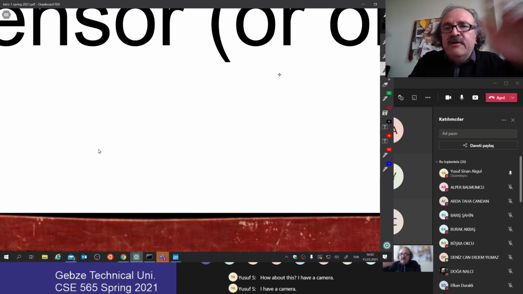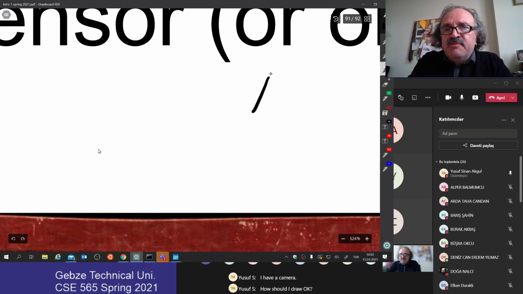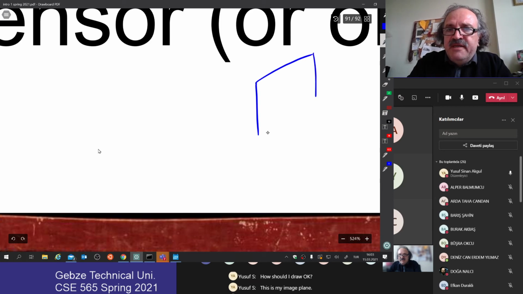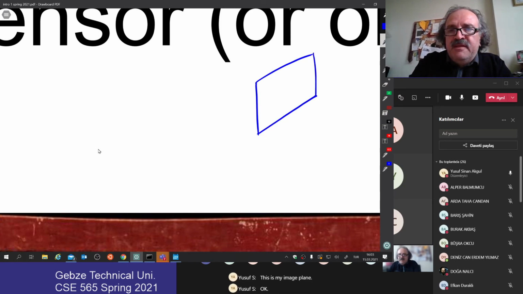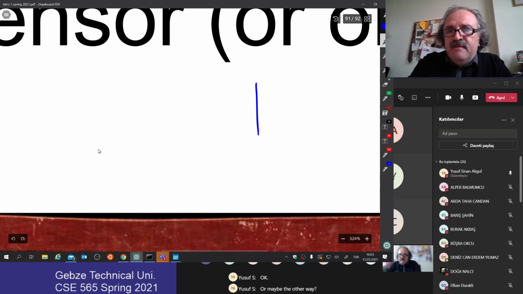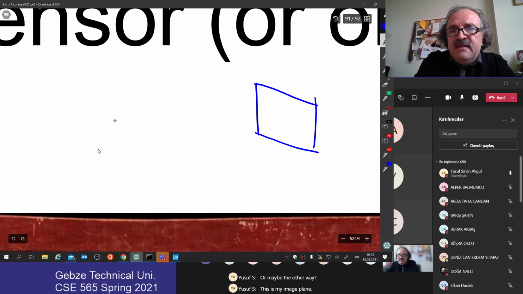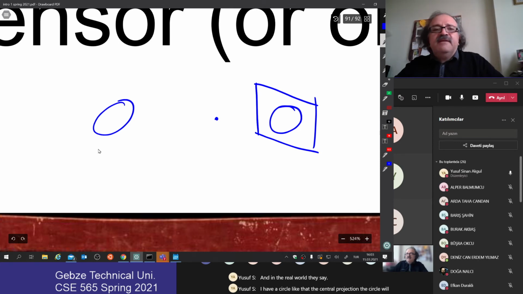How should I draw it? Okay. This is my image plane. Or maybe the other way. This is my image plane. And in the real world, let's say I have a circle like that. The central projection, the circle will appear like that, right?